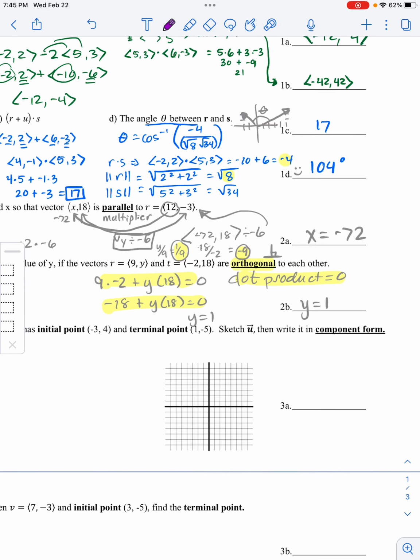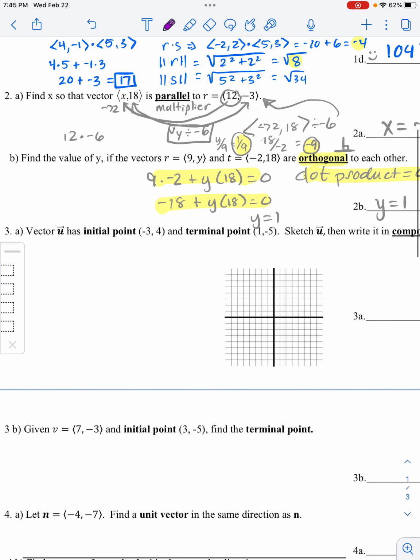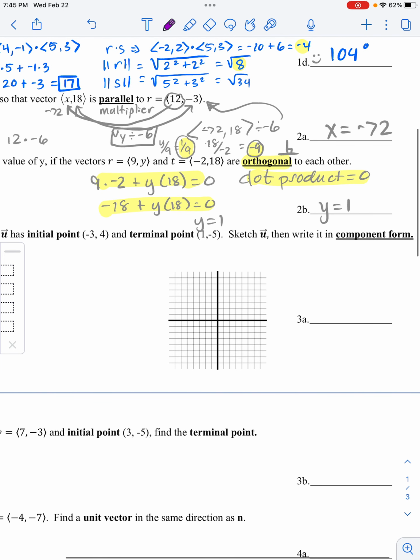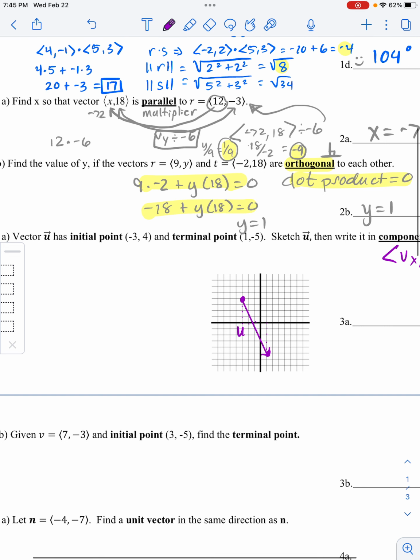All right. So now what are we doing? Vector u has an initial point at -3, +4, and a terminal point at 1, -5. Sketch u and then write it in component form. So I'm looking for the x and the y component. The initial point is at -3, up 1, 2, 3, 4. And then the terminal point is at positive 1, down 1, 2, 3, 4, 5. And I'm going from initial to terminal, so make sure you pay attention to that. So that is my vector u.